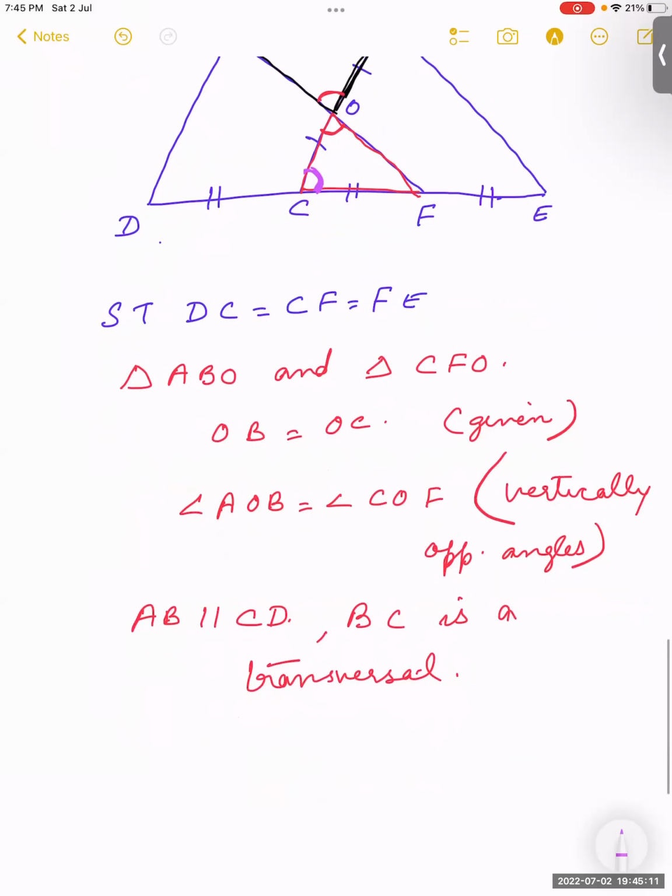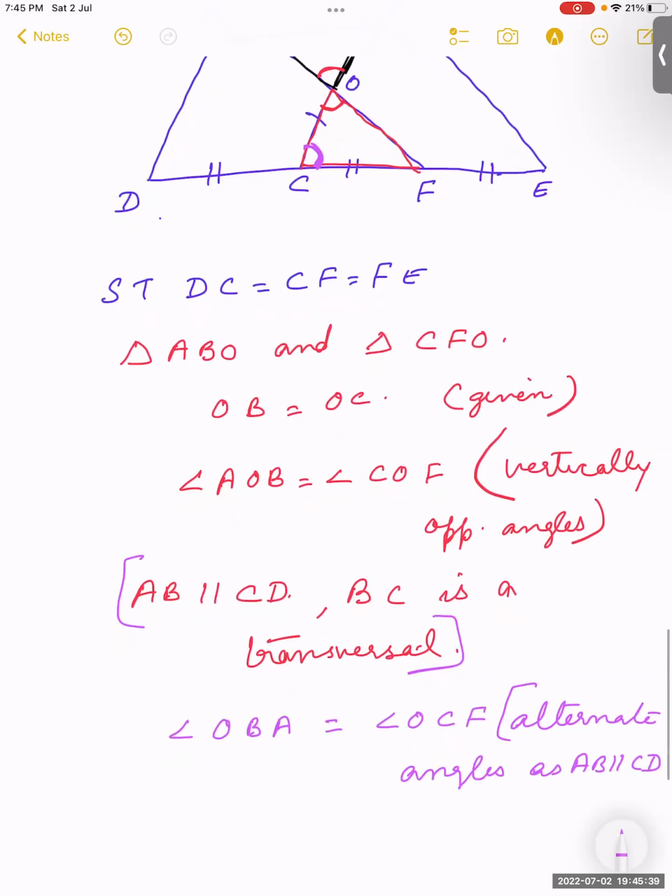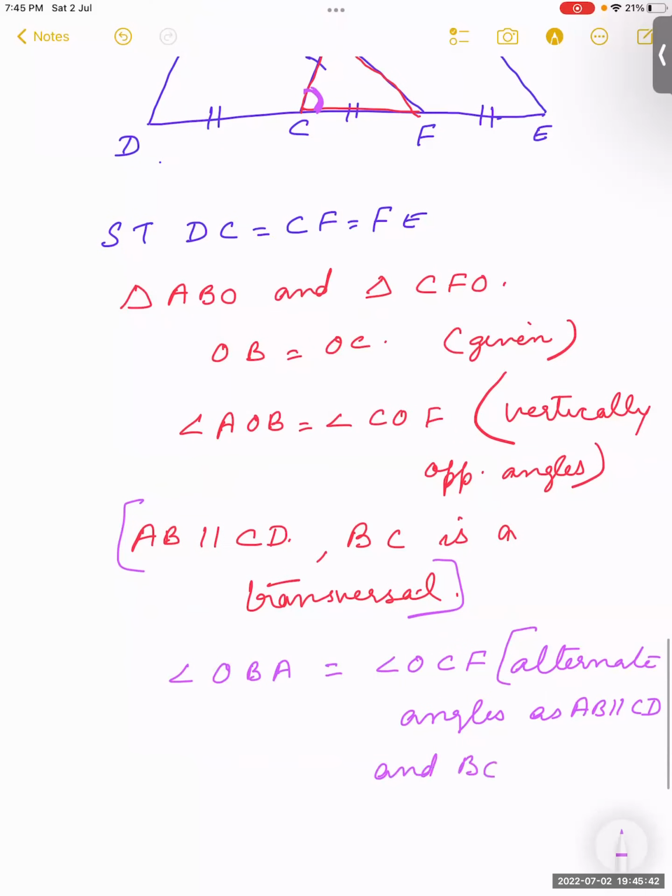You can write all this as a reason, but I just wrote it so that you understand it. So you can write angle OBA is equal to angle OCF. The reason they have mentioned is alternate angles, as AB is parallel to CD, and BC is a transversal. In the textbook, everything is written.